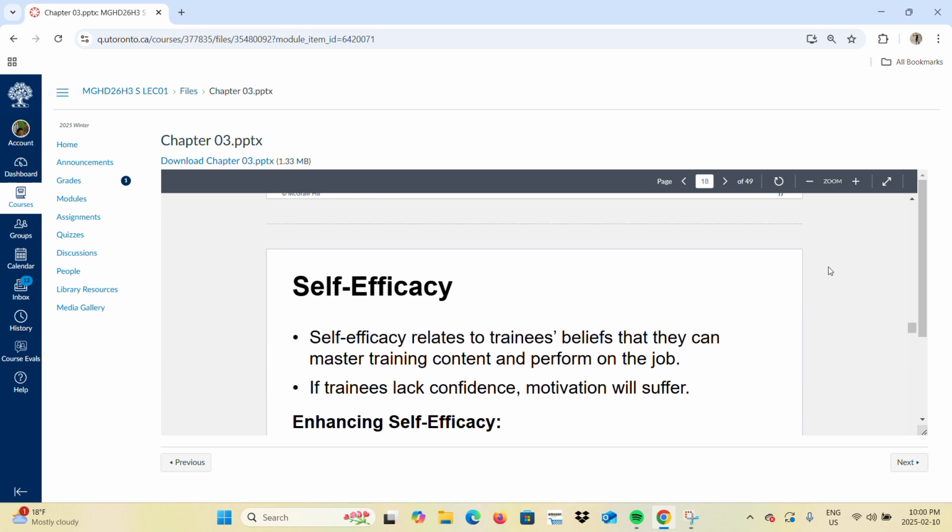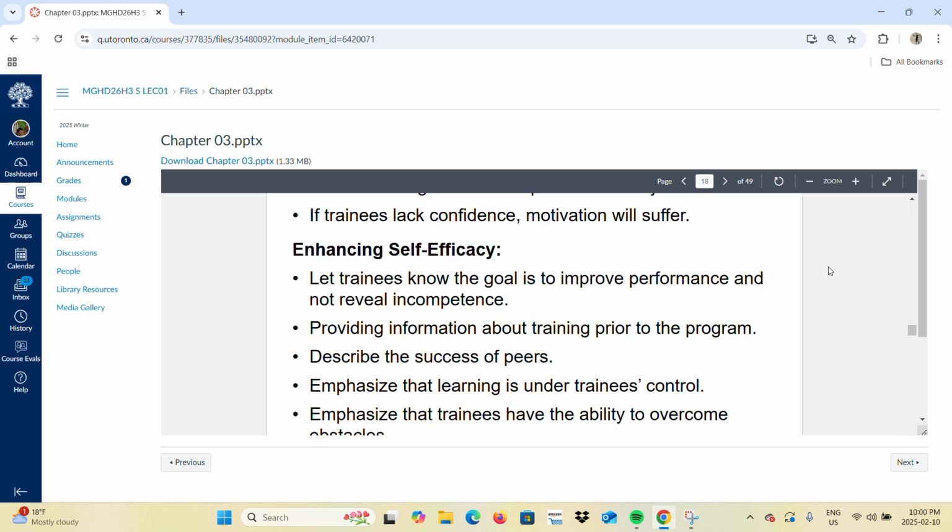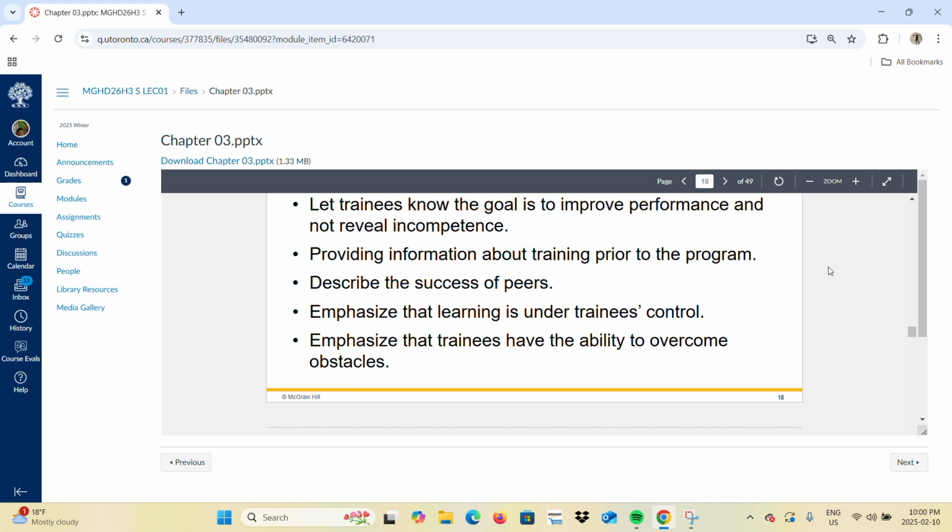Looking at self-efficacy. This relates to trainees' beliefs that they can master training content and perform on the job. If trainees lack confidence, motivation will ultimately suffer. Enhancing self-efficacy: you want to let trainees know the goal is to improve, and not to reveal what they are lacking as the main focus. You want to provide information about training prior to the program. You want to describe the success of peers, emphasize that learning is under trainees' control, and emphasize that trainees have the ability to overcome obstacles.